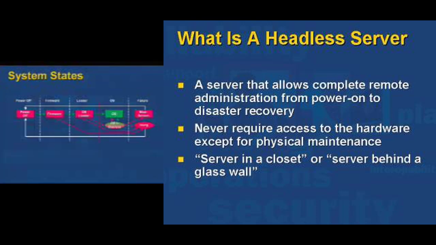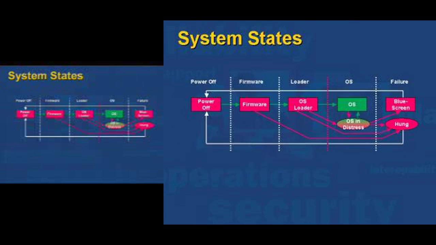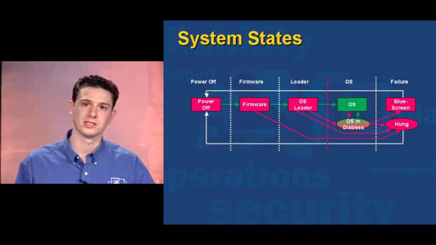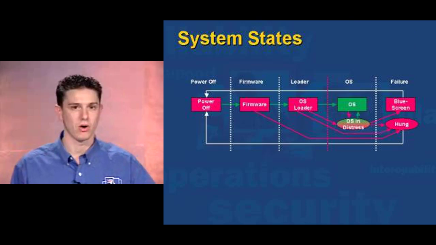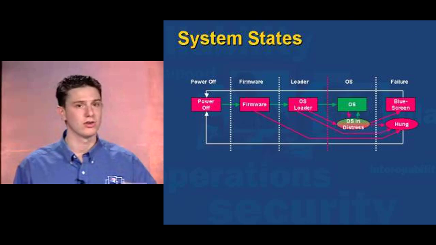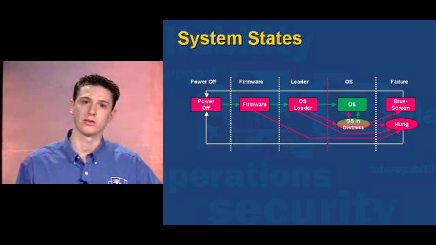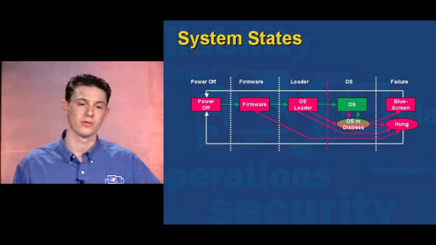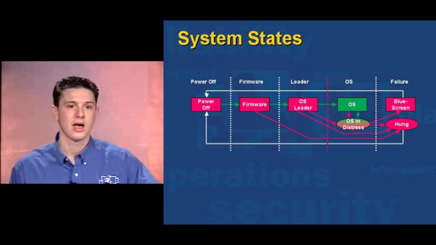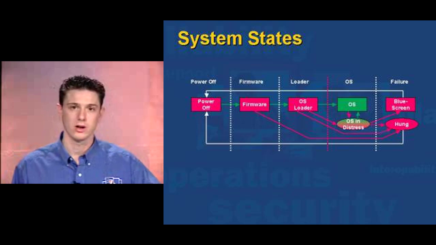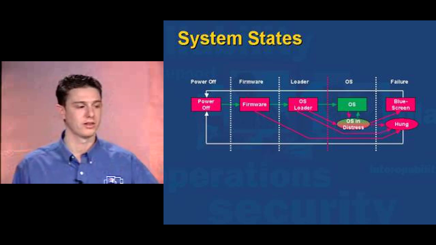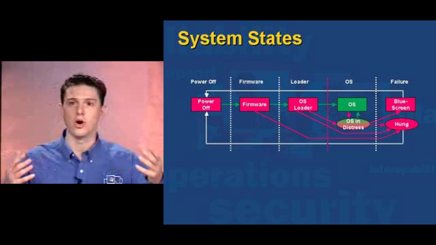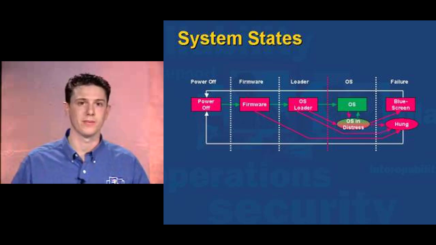Okay, so the first key concept I want to talk about is the idea of system states. It's one way to look at how a system's life goes. If you take a system, its very initial state is power off, the system powers on, and then you go into the firmware state. On a PC, that's the BIOS state, where you see POST, and you go through the memory counts and things like that. As the system progresses, then the OS loader starts, and it begins to load the OS. As the OS loads, the kernel initializes, and at some point, you reach the OS state.